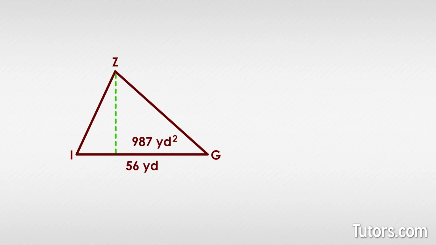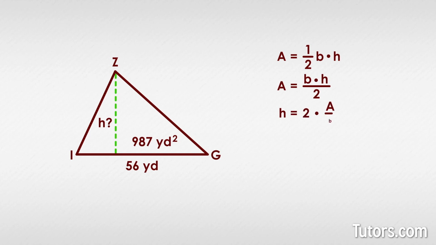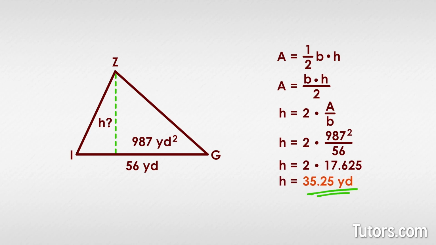Using algebra, we can take our area formula, where A is the area, B is the base, and H is the height, and rearrange it so that we are able to solve for height. Now we plug in our known values and solve for H. This gives us H equals 35.25 yards.